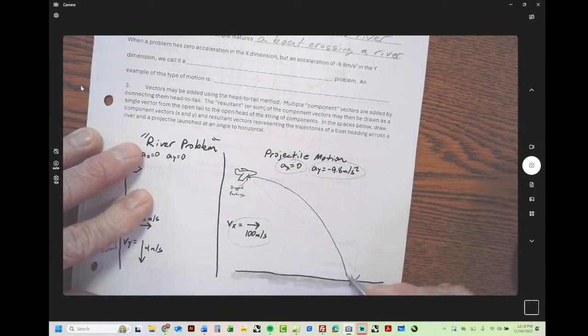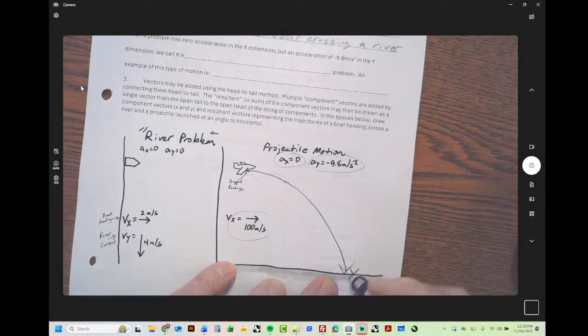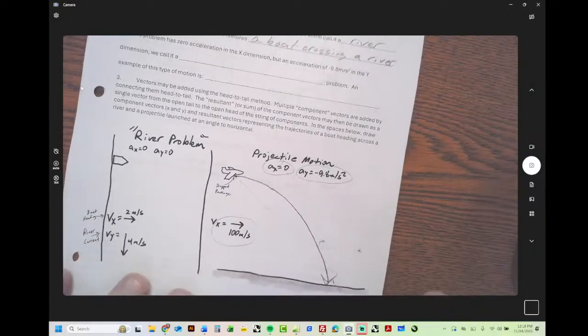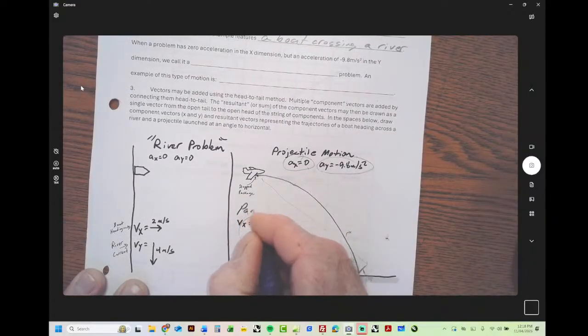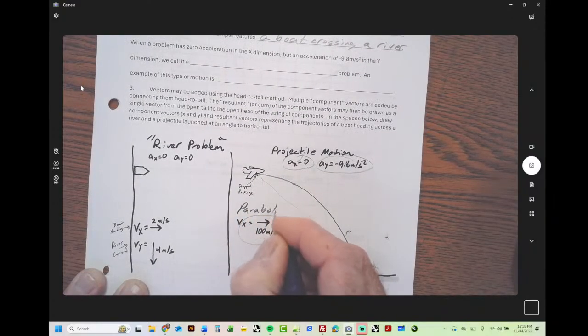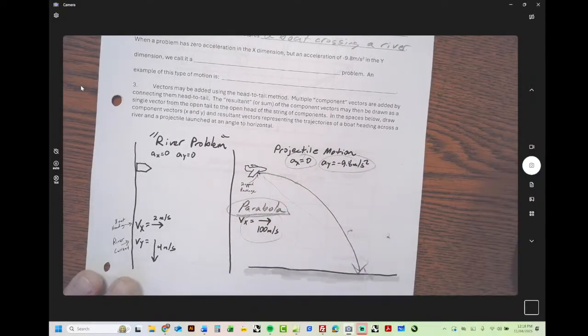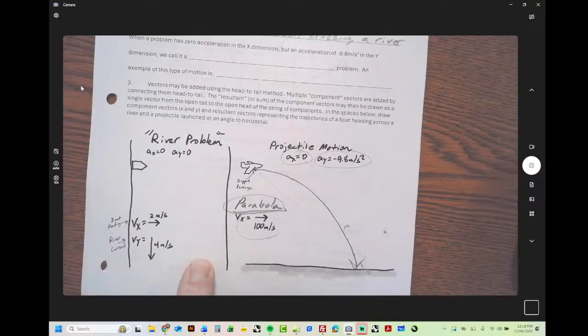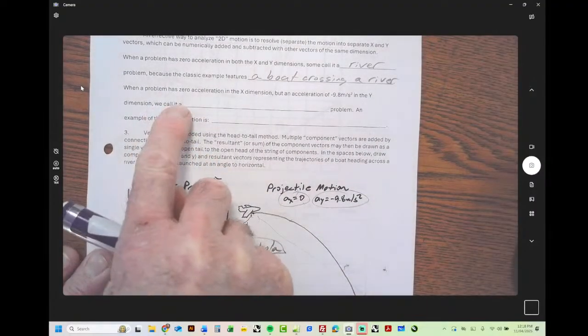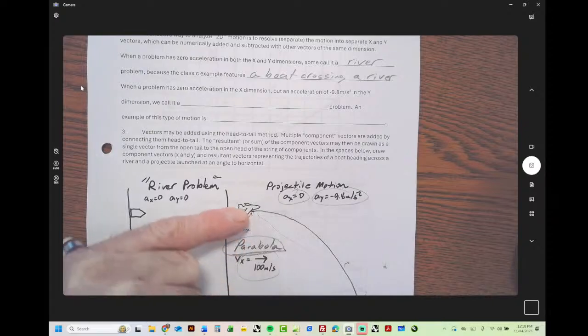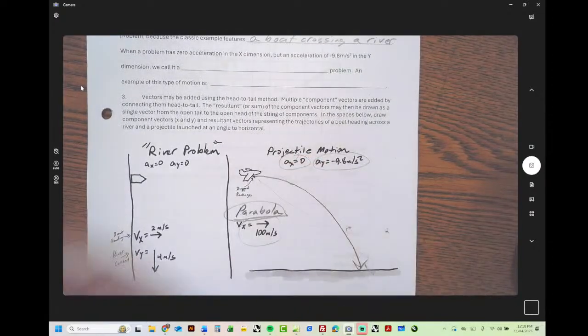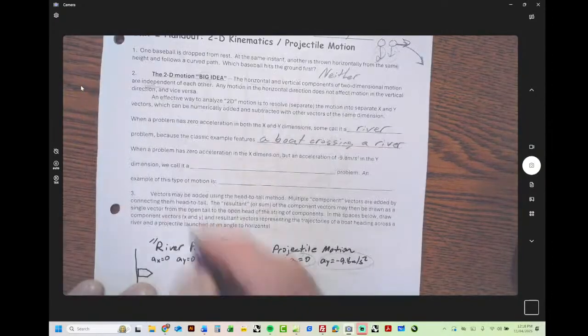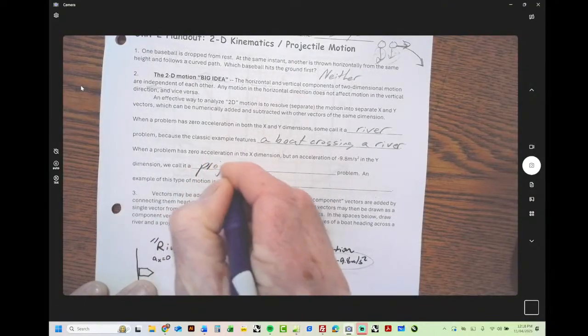Somebody said this earlier. I missed. It's a parabola. So this is a parabolic trajectory, and this is going to give us a linear trajectory. So going back up here, when a problem has zero acceleration this way, but it's got 9.8 acceleration that way, it's called a projectile motion problem.